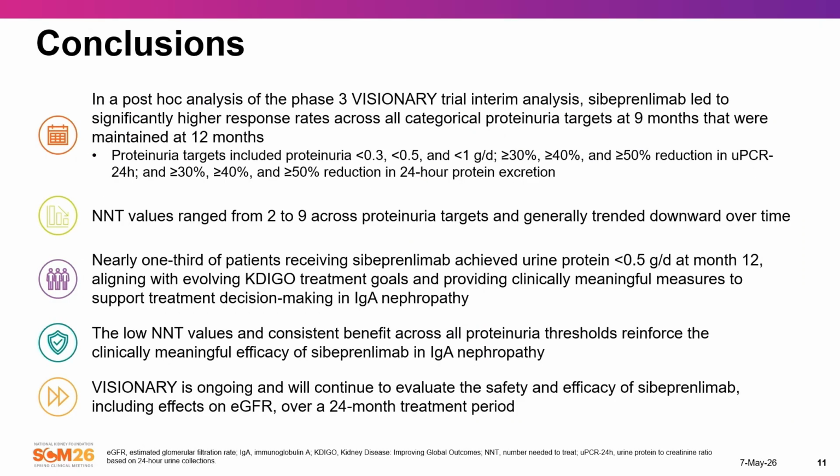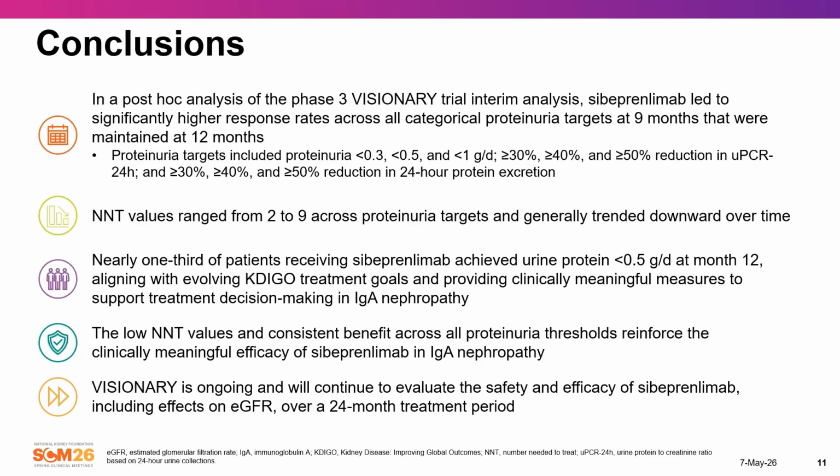So in conclusion, in this post-hoc analysis of the phase 3 VISIONARY interim analysis, sibeprenlimab led to significantly higher response rates across all categorical proteinuria targets at month 9, and that was maintained at month 12. Proteinuria targets included either absolute values of less than 0.3, less than 0.5, and less than 1 gram per day, or percent changes of 30% or more, 40% or more, 50% or more reduction in 24-hour UPCR and 24-hour urine protein excretion.